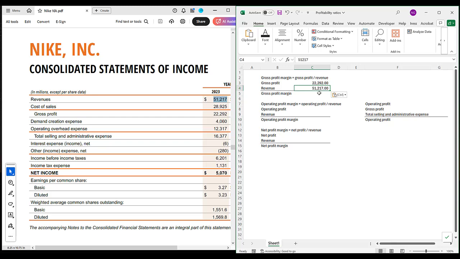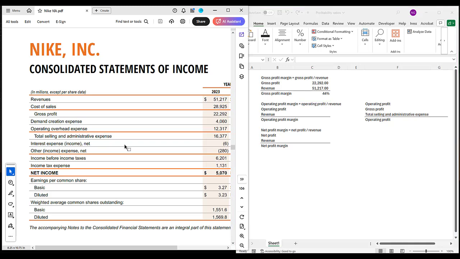22,292 divided by 51,217 equals 0.44, or 44%. Now let's do operating profit margin. Operating profit margin equals operating profit divided by revenue. Nike hasn't calculated operating profit for us, but it's not hard.